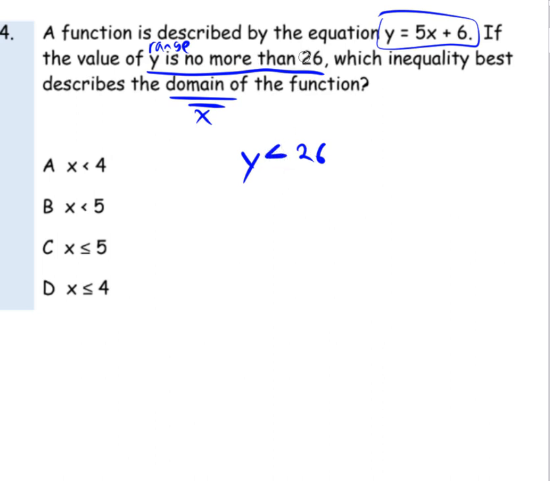But it also could be equal to, because it's no more than 26. So it could be equal to it. So this right here is my range. Y is less than or equal to 26. Well, that is my range, but I don't want my range, I want my domain.